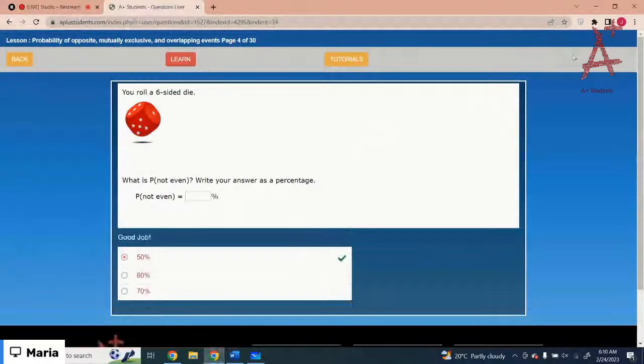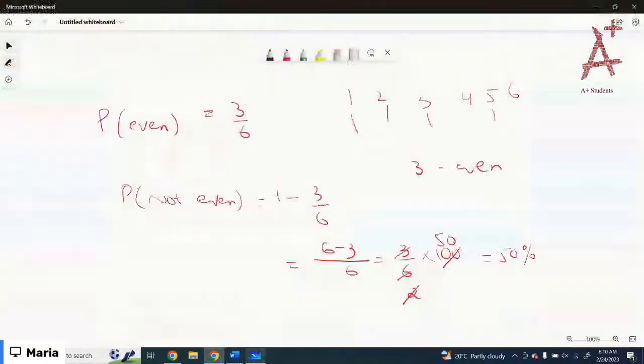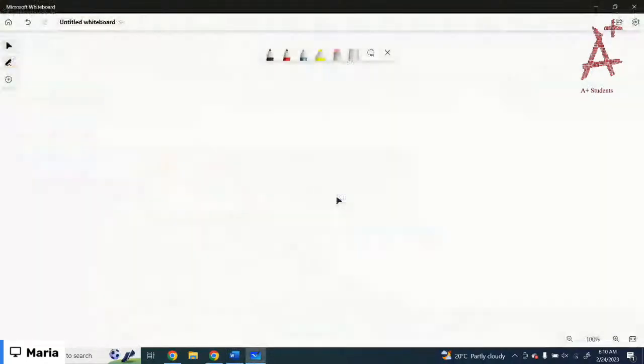Okay, the next one is you pick a card at random. What is the probability of not green? There are a total of 8 cards. The probability of green is 2 over 8. Got it? Because 2 of them are green. So the probability of green is 2 over 8.